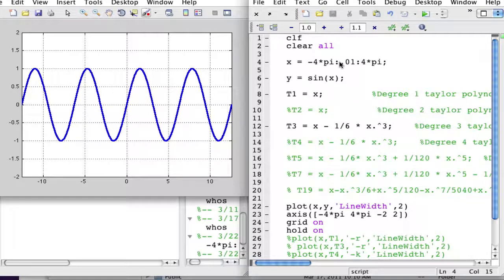But 0.01, I just kind of picked it. If I did 0.1, that would probably still work. See? You can't even tell the difference. So either way, anytime it's jaggedy, you can just make the step size smaller. That makes it better. Now, what does this y equals sine of x do?